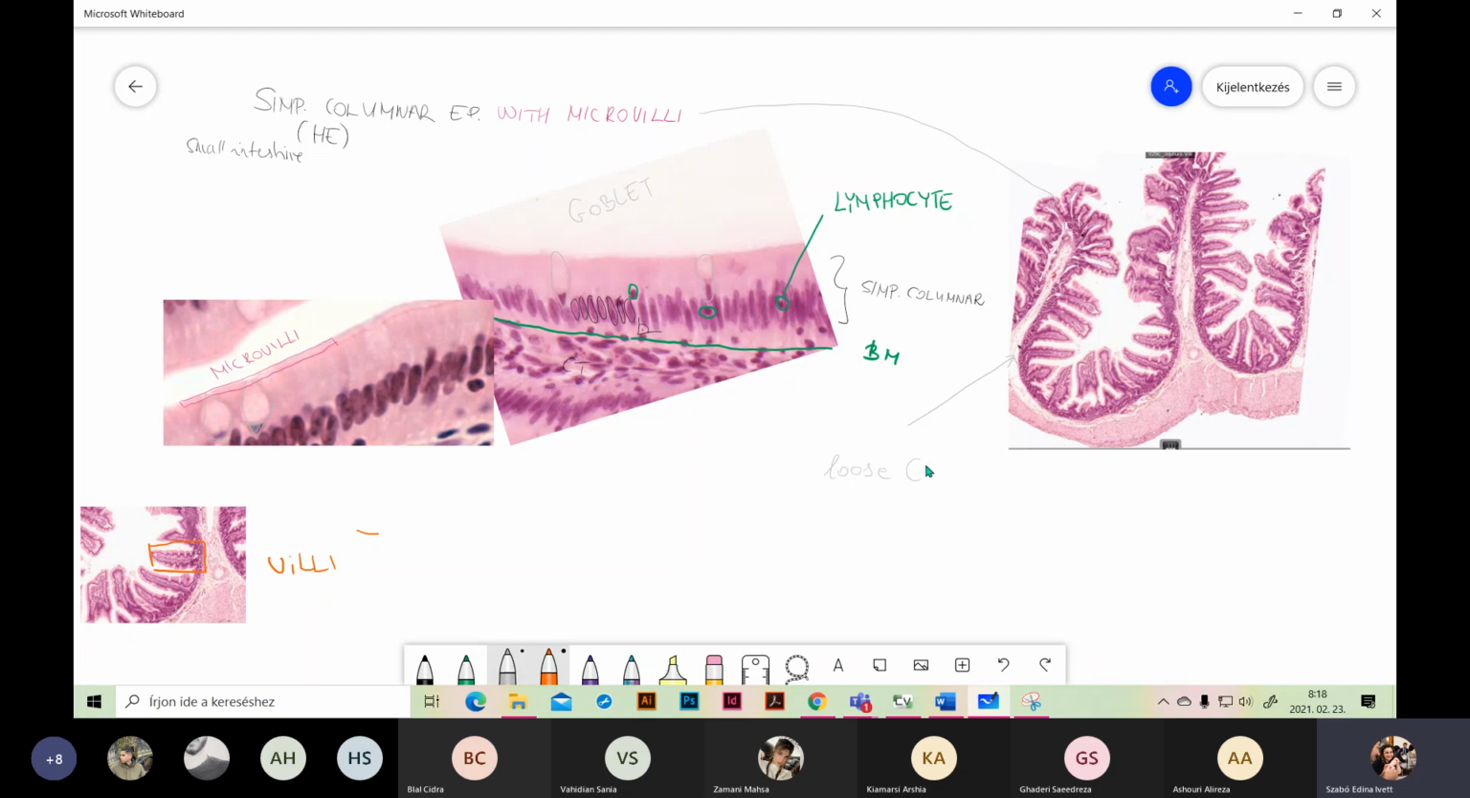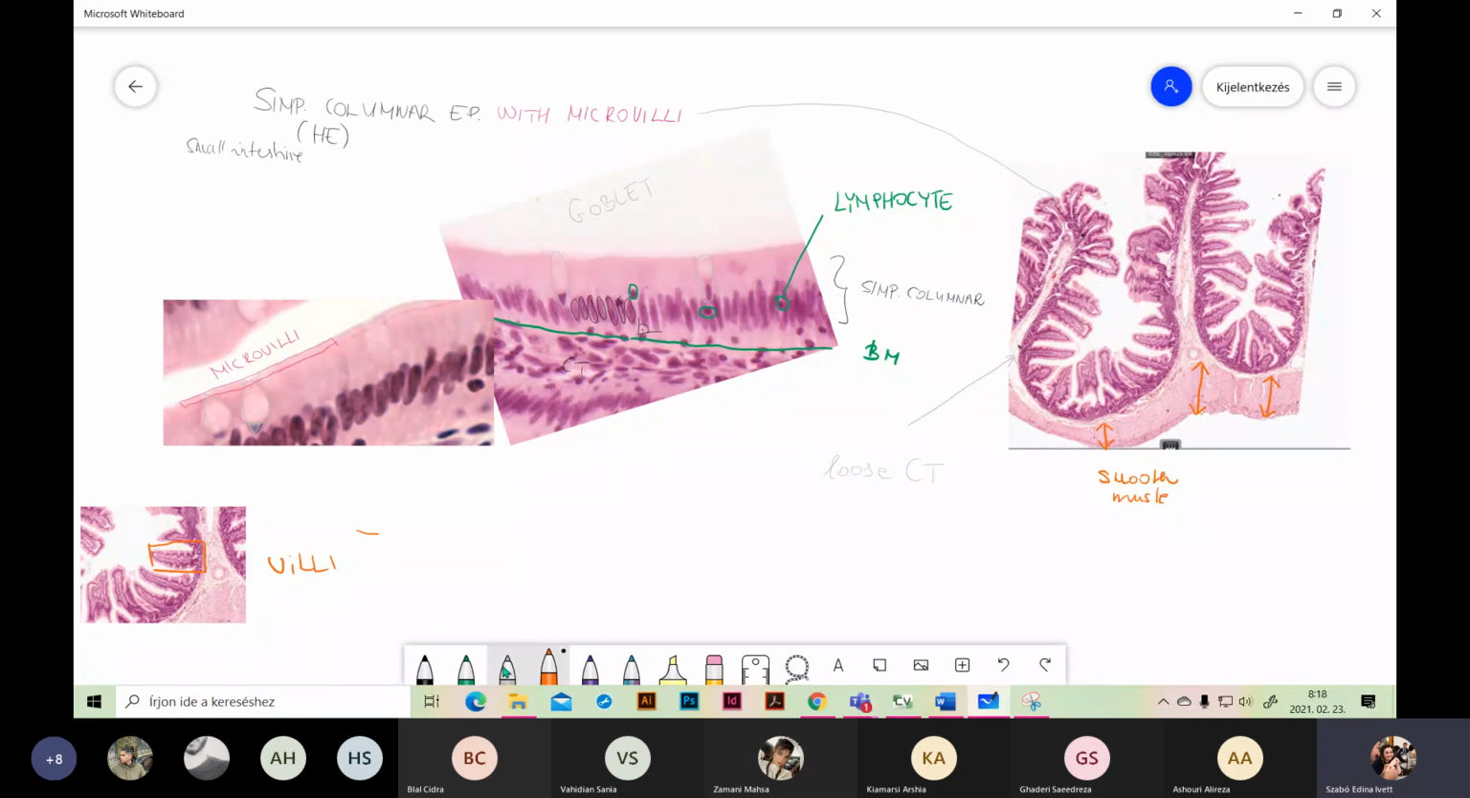Here you see a loose connective tissue. Now please write down, and later we will learn about the connective tissue. We will see the buildup of connective tissue and the main components of connective tissue. And here you see a smooth muscle tissue. This part is a smooth muscle. Here we will learn about the smooth muscle.